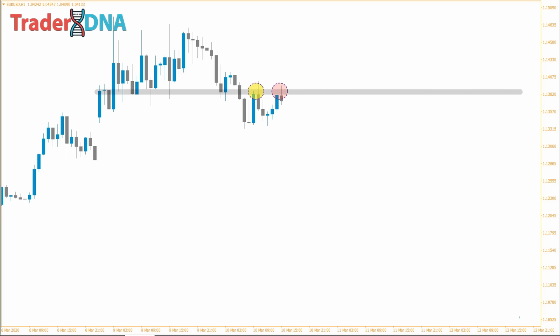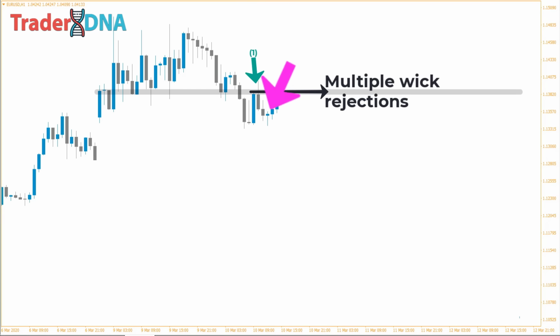Now, here's where the magic happens. When the market revisits that level, you're hunting for multiple wick rejections. These wicks are like neon signs flashing: this is a valid level. And the best part? It's all in line with the downtrend. Check it out. Here's your first wick rejection. But don't stress about finding the perfect pin bar or some ideal setup. That's not what we're doing here.